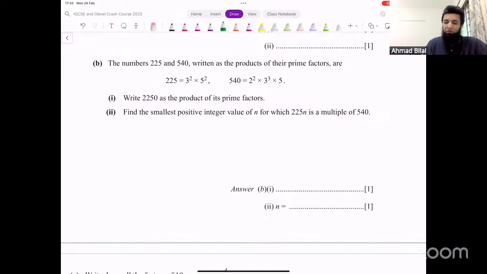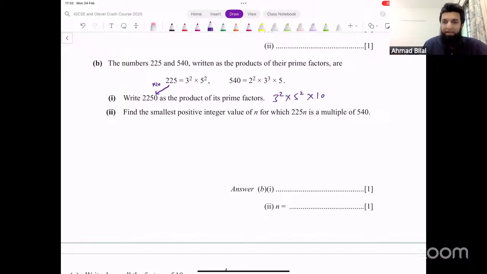Now, how is 2250 connected to any of these numbers? 2250 is basically just 10 multiplied by this number. So 225 times 10, that is 2250. That means we can get 2250 if we have 3 squared into 5 squared times 10.